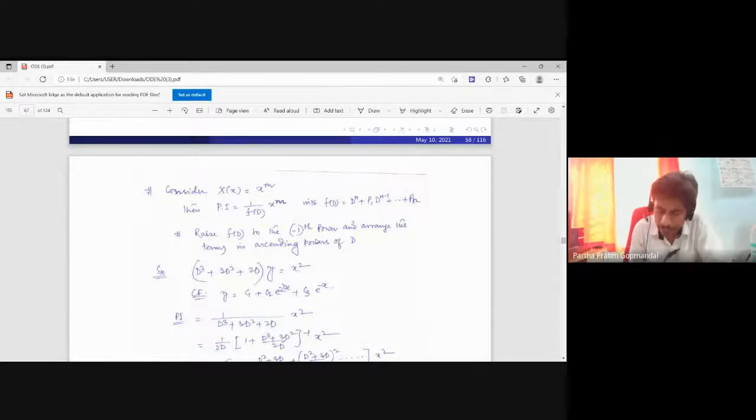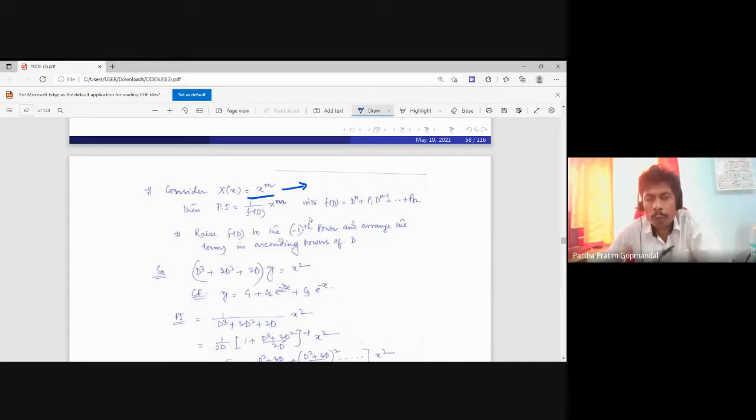The right hand side function is a polynomial function. Let me show you first. This function we have considered earlier. So not only x to the power m, I mean, if you consider x to the power m, it means you are considering the general term from a polynomial function. So if you understand this method, you can consider any kind of polynomial.